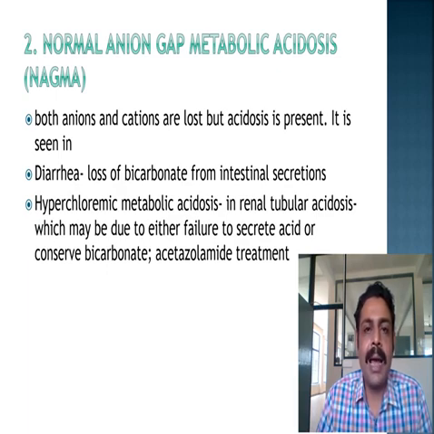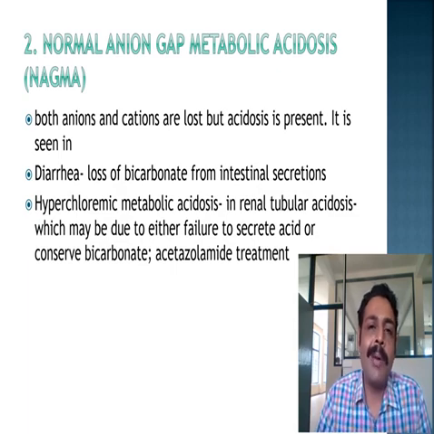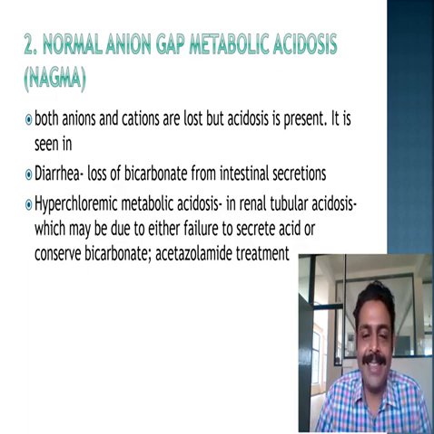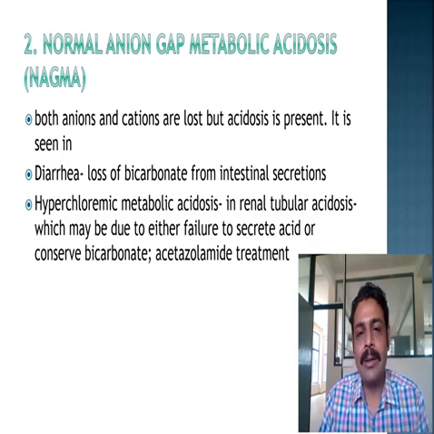Another thing is hyperchloremic metabolic acidosis. It happens in a condition called renal tubular acidosis, where the excretion of acid or conservation of bicarbonate is deficient. And there is one drug called acetazolamide, Diamox. It is a diuretic. It will lead to this normal anion gap metabolic acidosis, also called NAGMA. So these are the two types of metabolic acidosis.